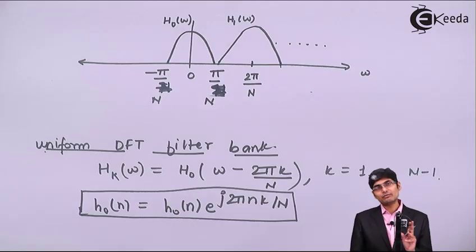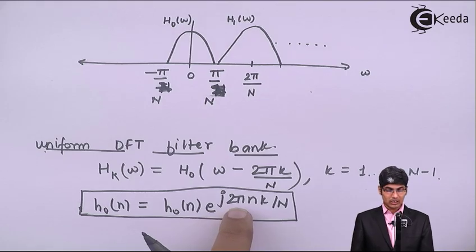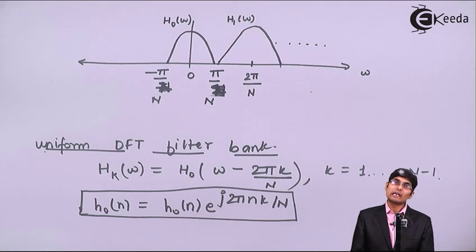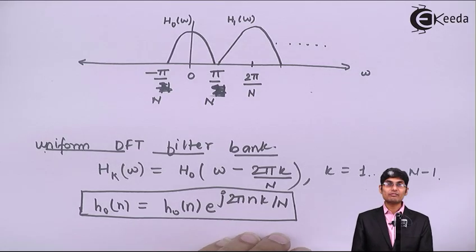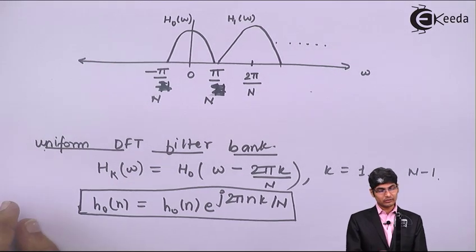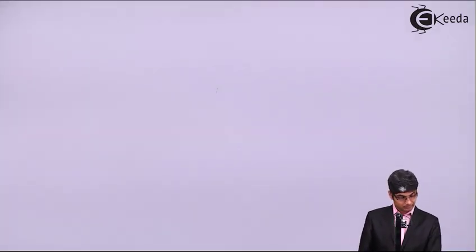if there is a shift in the frequency domain, then the immediate impact on the time domain is that we need to multiply by a phasor value, which is e raised to j 2 pi n k by n. So there will be a phase shift. A phasor factor comes into the picture. So this is what my time domain filter will look like.